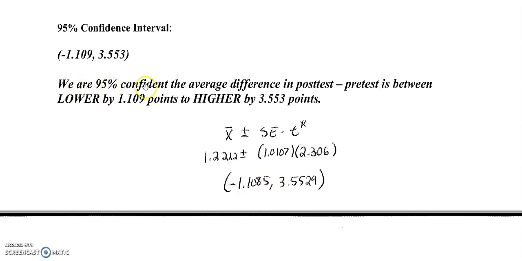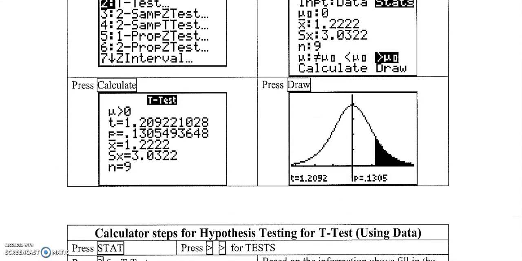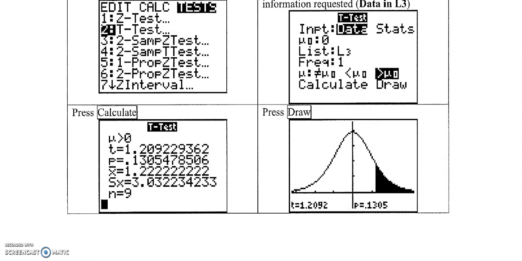So we are 95% confident the average difference in post minus pretest is between lower by 1.109 points to higher by 3.553 points. And then all the calculator steps are listed below in the review, so you can practice later.